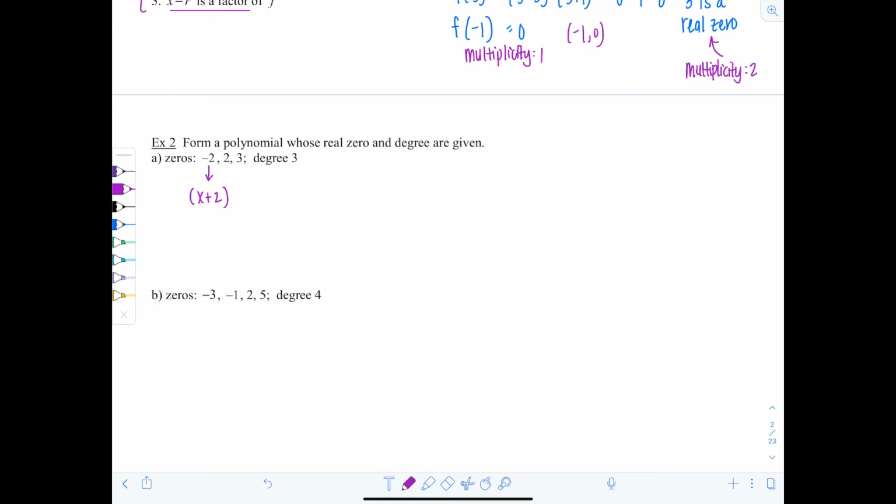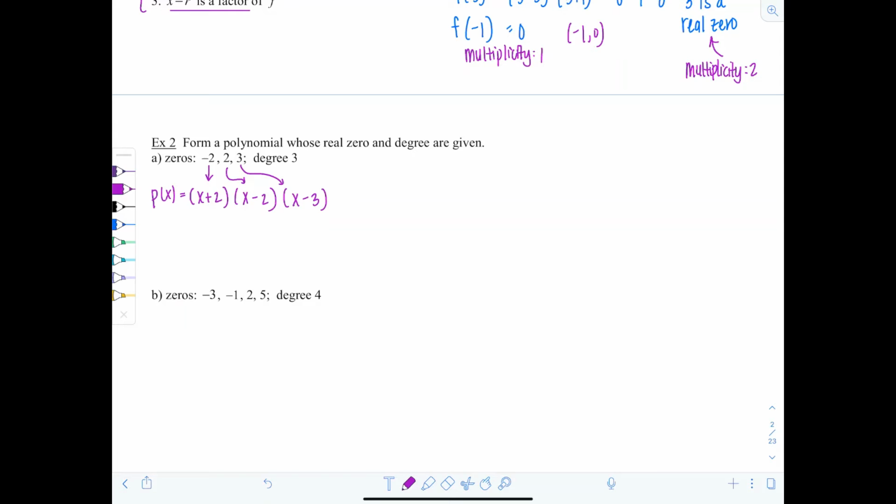And then if +2 is a 0, what else would have been a factor? It would be x minus 2, right? Just set each of those factors equal to 0, then you should get the 0 back. And then similarly, if 3 is a 0, then x minus 3 is a factor. And they want us to form a polynomial, so we could call this f of x, or let's call it p of x to show it's a polynomial. Just put something. You got to put a f of x at least.